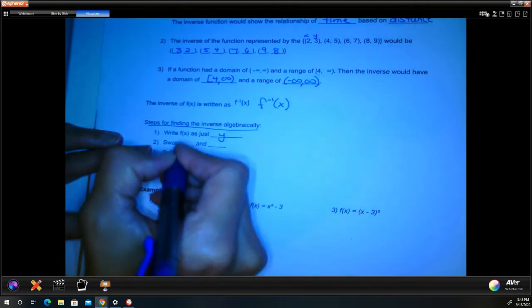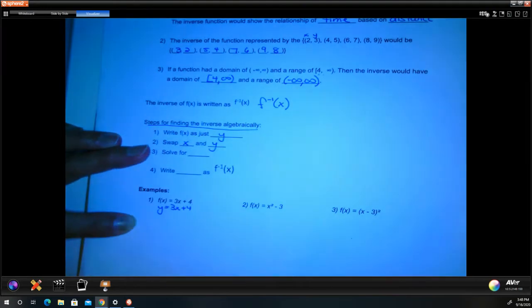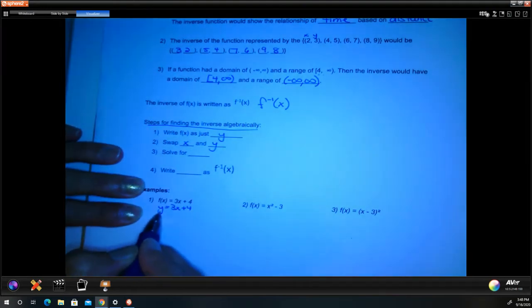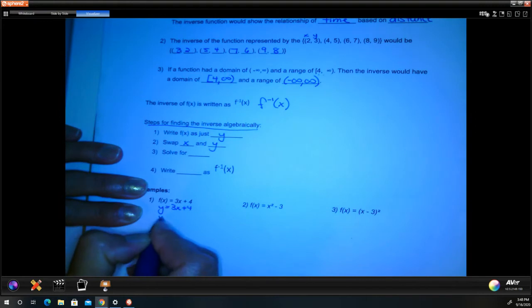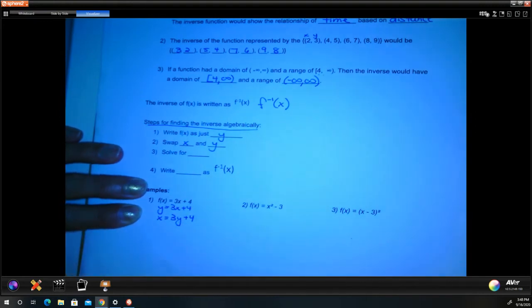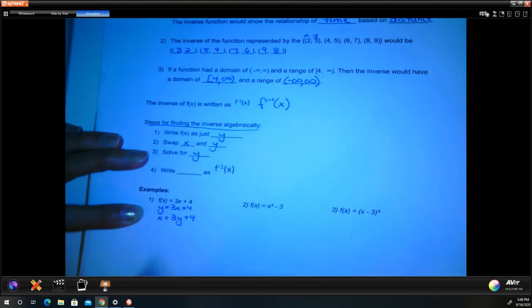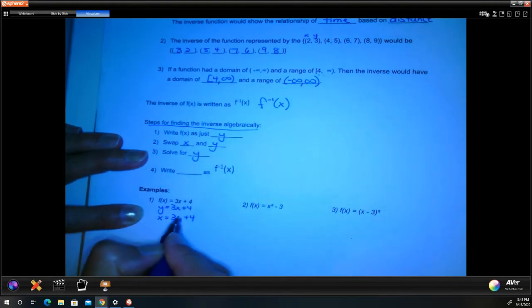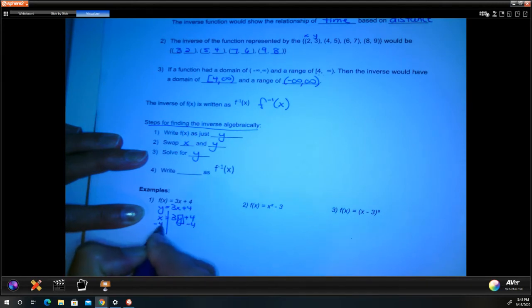I'm then going to swap the x and the y. X and y switch. So instead of having y equals 3x plus 4, I'm going to have x equals 3y plus 4. Solve for y. So now I'm going to solve for my y. So I'm going to move the 4 over.